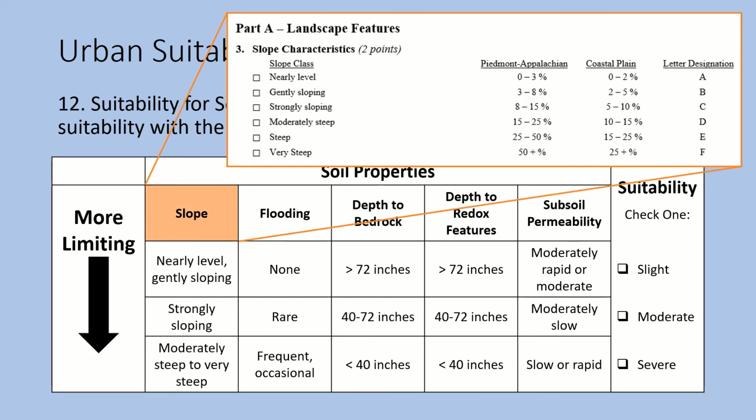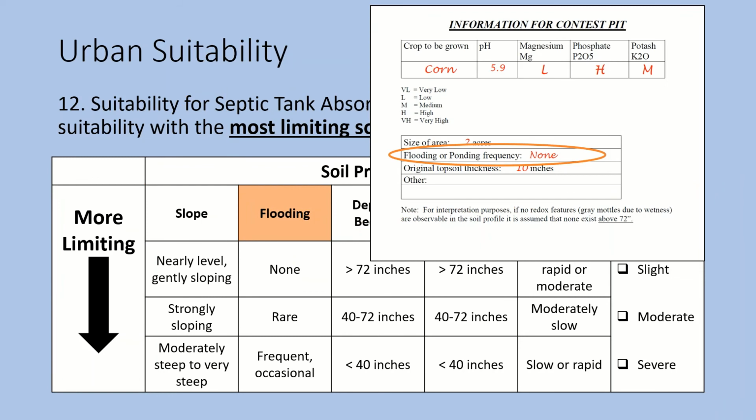So for slope, we'll look back in part A where we determine the slope. And for septic tanks, as your site gets more steep, that becomes a more limiting factor. Flooding, you'll get that from the contest pit. Obviously, if you want to put in a septic tank, you don't want a site to be flooding because that would have some really bad implications for water quality.